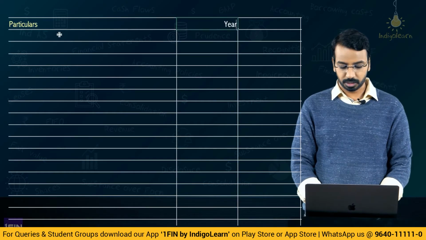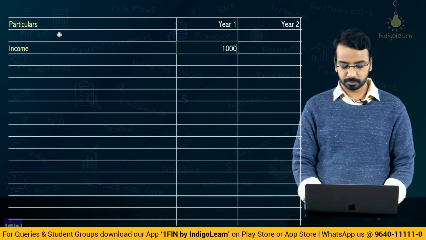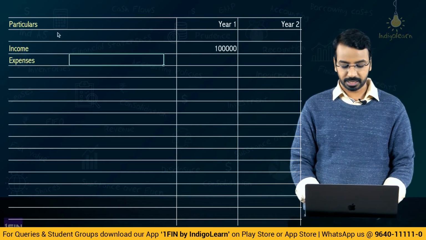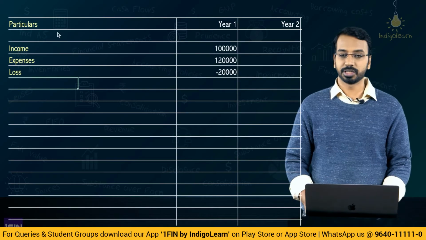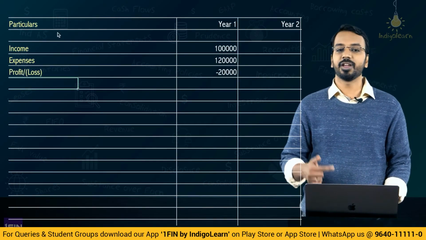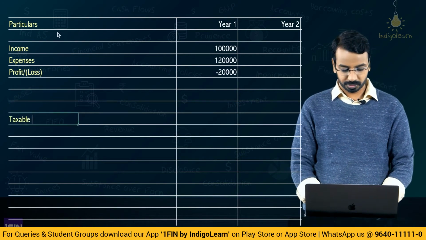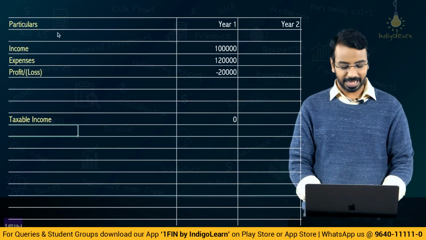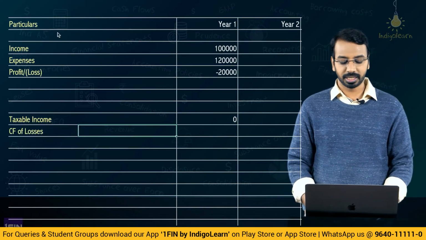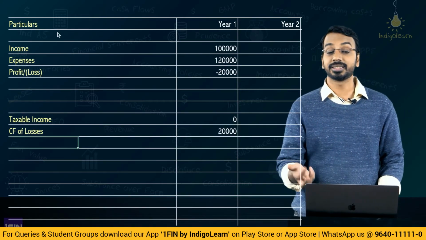particulars, year 1, year 2. Okay. Let's say income is 1 lakh, expenses is 1,20,000, loss is 1 lakh minus 1,20,000, 20,000 of loss. Okay. And if you have a loss of 20,000, what will be the taxable income? Taxable income will be zero because you are not expected to pay any tax on this, and carry forward of losses in the next year will be 20,000. So 20,000 will be adjusted in the next year return.